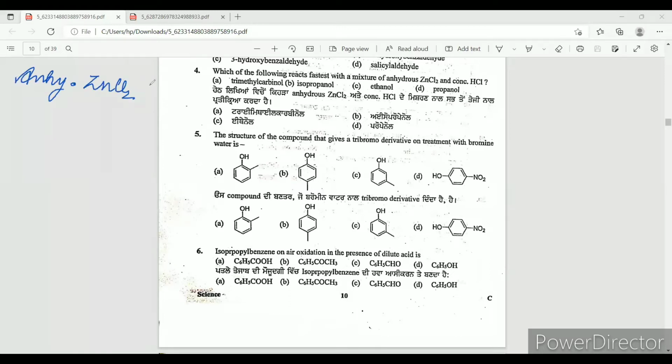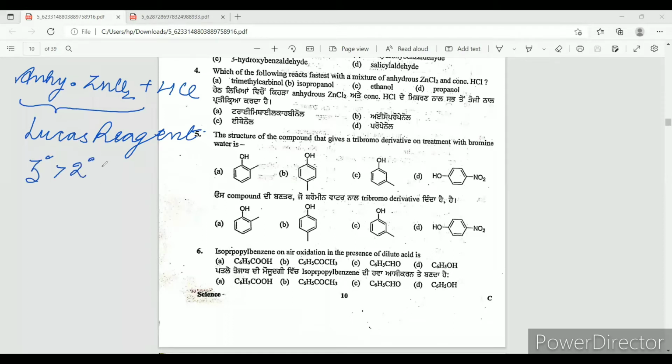anhydrous ZnCl2 and HCl. This reagent is known as Lucas reagent. And the reactivity of alcohol with Lucas reagent is 3 degree is more reactive than 2 degree, which is further more reactive than 1 degree. Now we have to look out which one is 3 degree in our option. So considering the first one, trimethyl carbinol, let's draw the structure of trimethyl carbinol. Carbinol is nothing, it's a carbon having OH.